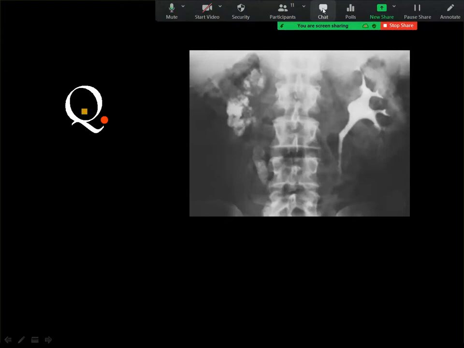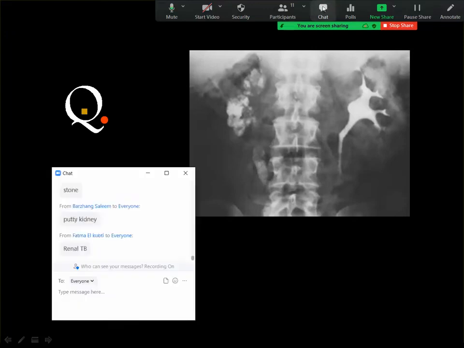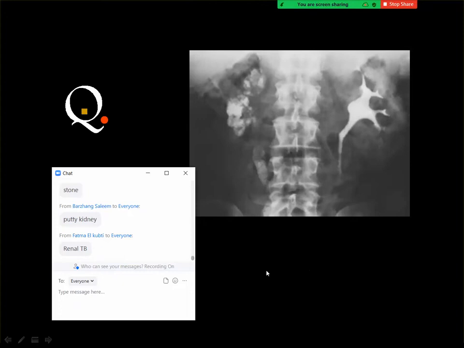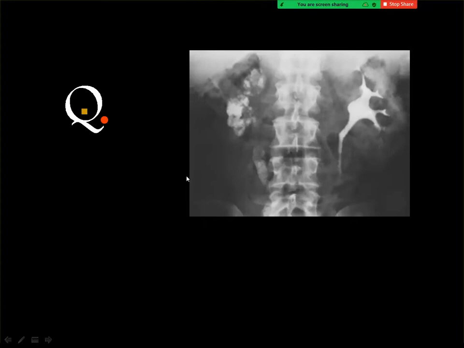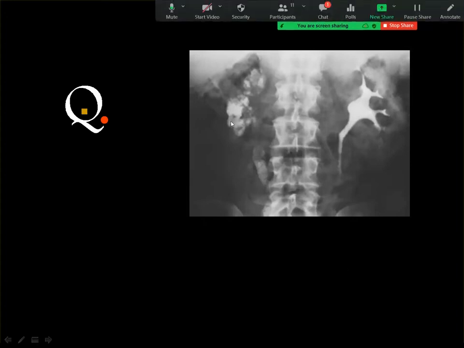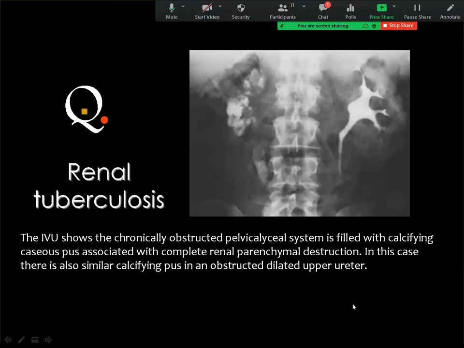And the next case is a film from an IV series where you got almost normal function of the left kidney, but the right kidney is diseased, and the classic appearance of TB of the kidney or putty kidney because of the extensive calcification within the renal parenchyma and the collecting system, as well as the calcification along the ureter, with some changes on the left side, but less severe, in the form of parenchymal calcification and some amputation or restriction of the calyces. And this is renal tuberculosis.